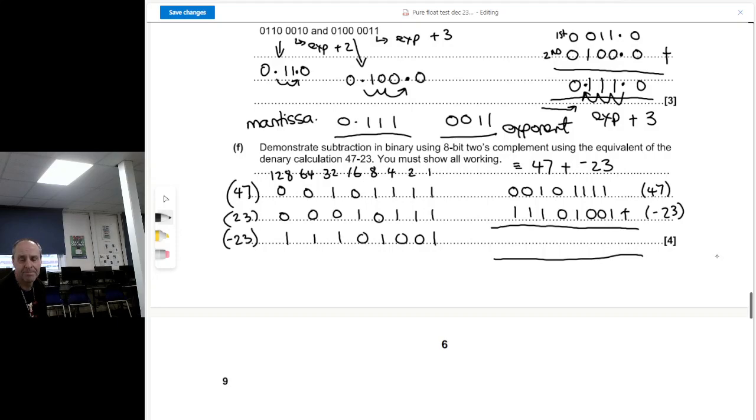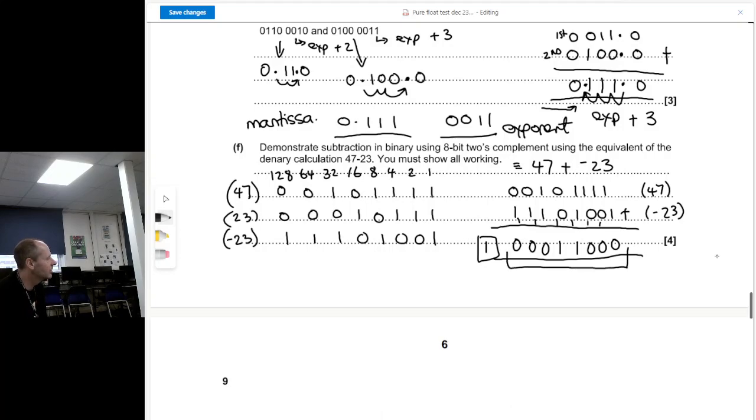And we got 1 and 1 is 0, carry 1. 1 and 1 is 0, carry 1. 1 and 1 is 0, carry 1. Right, 1, 1 and 1 is 1, carry 1. Oh, 0 and 1 is 1. That's a 0, carry 1. 0, carry 1. 0, carry 1. So that is our answer.